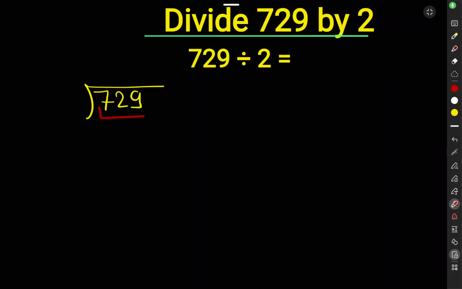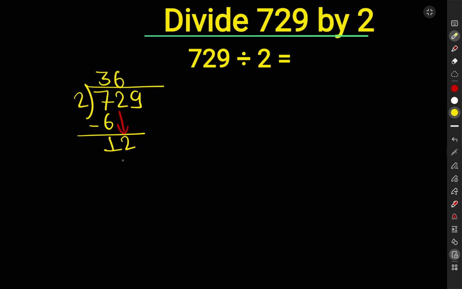Divide 729 by 2 in long division method. So 2 times 3 is 6. On subtracting we get 1. So now we put down this 2 and it is 12.